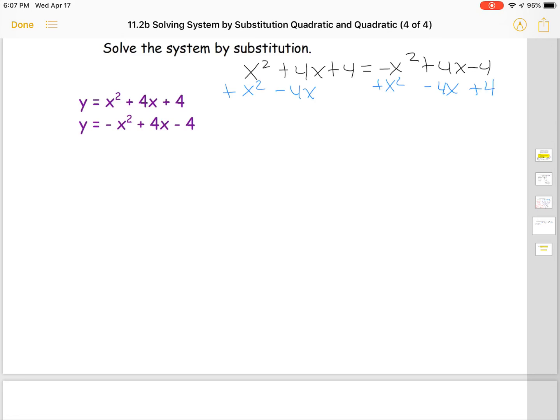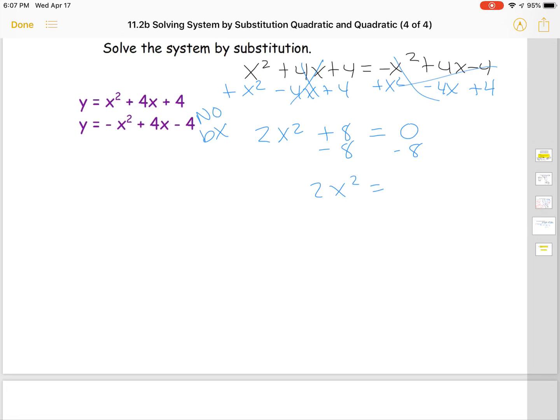I'm just going to combine all of my like terms. So everything on my right side cancels out. And I got 2x squared, 4x minus 4x is 0, plus 8 equals 0. So 2x squared plus 8 equals 0. So since I have no bx term, I can actually use the square root method to solve this. So I'm going to subtract 8 from both sides.